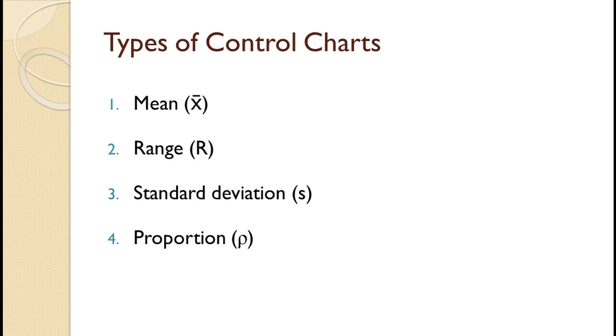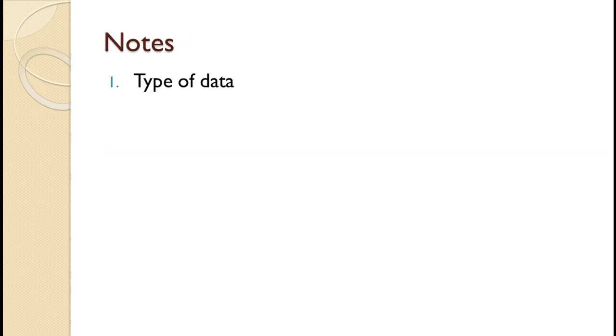4. A proportion control chart. This is better known as a P chart. And 5. A count control chart. This is always just called a C chart. 3 notes are in order. First, the X bar, R, and S charts use variable data while the P and C charts use attribute data.